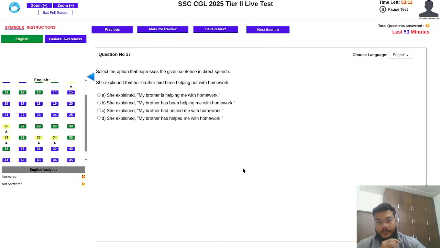Indirect speech. She explained that her brother had been helping her with homework. She explained, my brother has been helping me with homework.